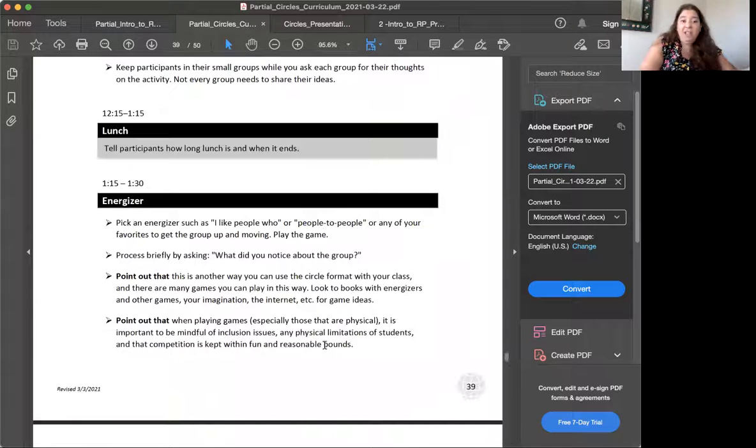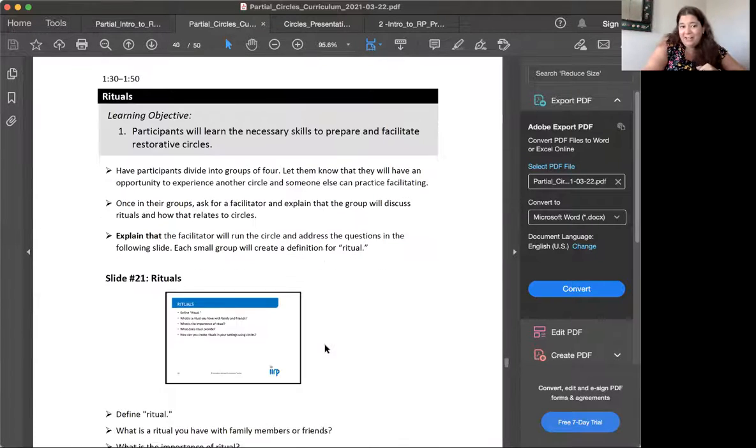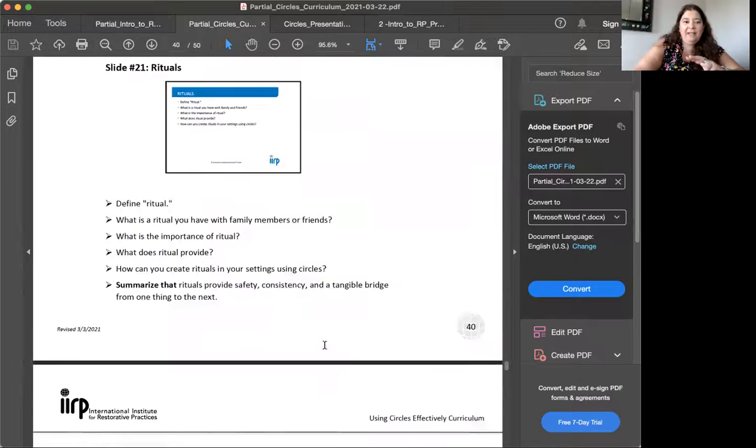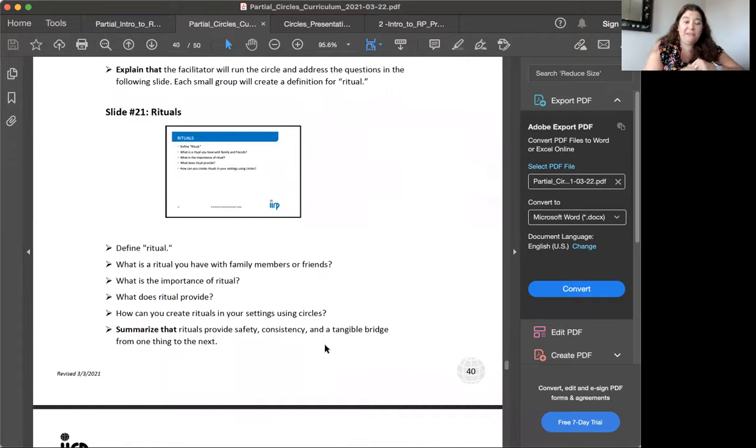And then after this, we have lunch. We come back for an energizer. There's a next activity about rituals. So I break folks into small groups, ask for a facilitator. So this is, again, where people can kind of practice facilitating and then run through this circle and do the debrief.